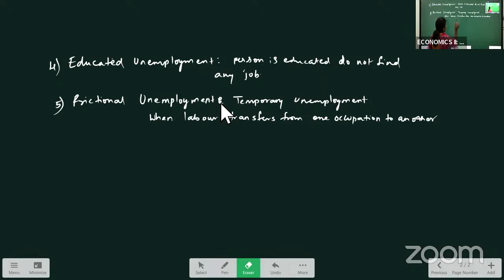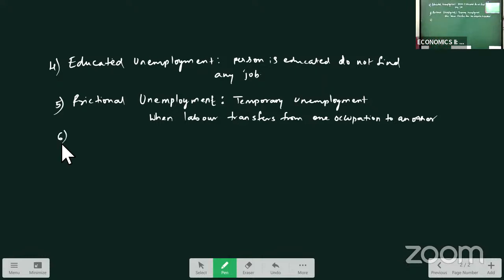So just see what frictional unemployment is over here. It is a temporary unemployment. In the country, people will be moving from agriculture to the industrial sector, right? When they come from villages or move from one area to another area, immediately they may not find a job. To find a job, it may take some time. That is why we call it temporary unemployment. Why do we say temporary? Because labor transfers from one occupation to another occupation. That is called frictional unemployment.